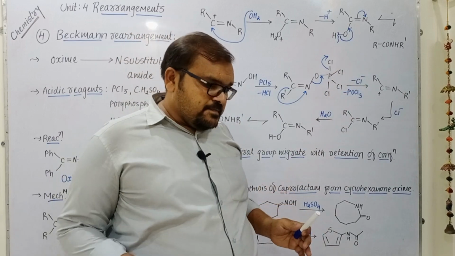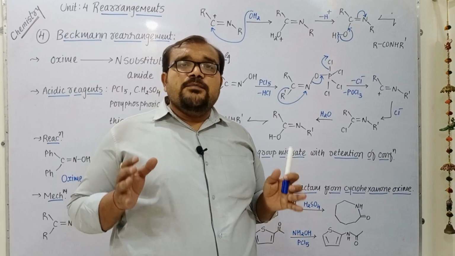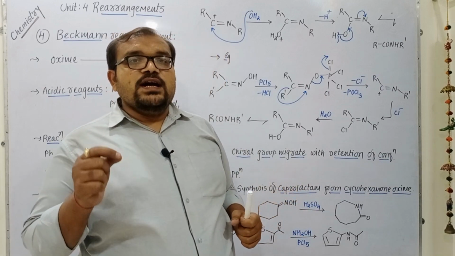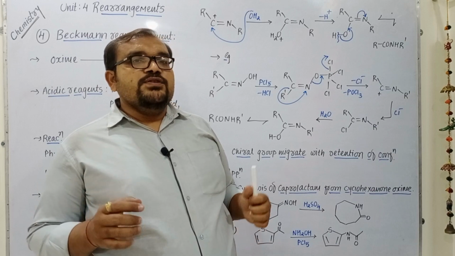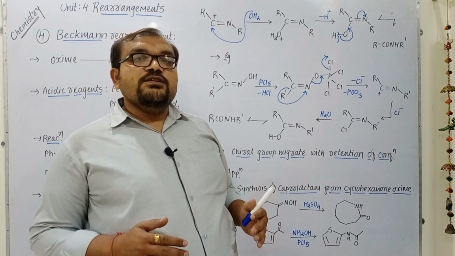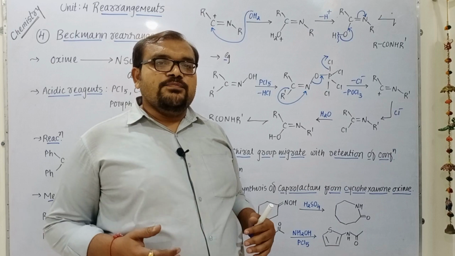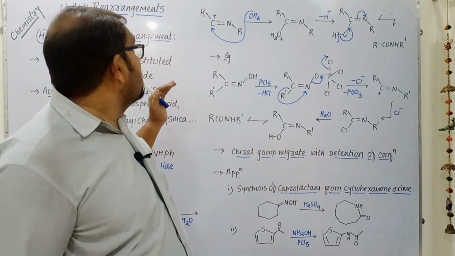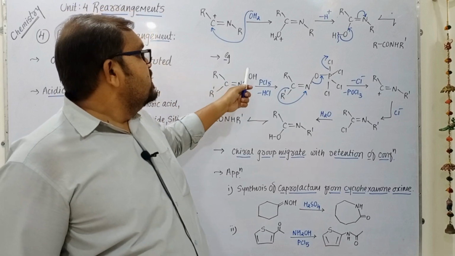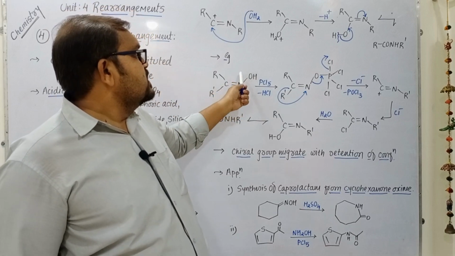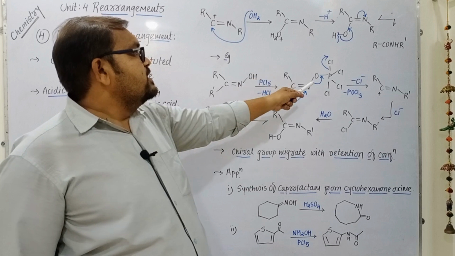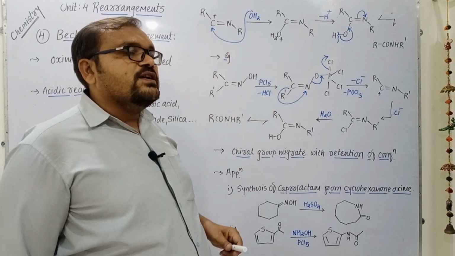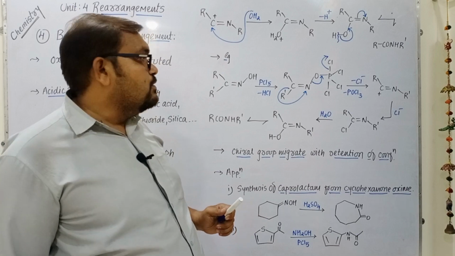So friends, from this mechanism we can say that the role of the acidic reagent is to convert a leaving group into a better leaving group, right? With the help of this acidic reagent we can easily convert this hydroxyl into a better leaving group to produce such an electron deficient carbocation.